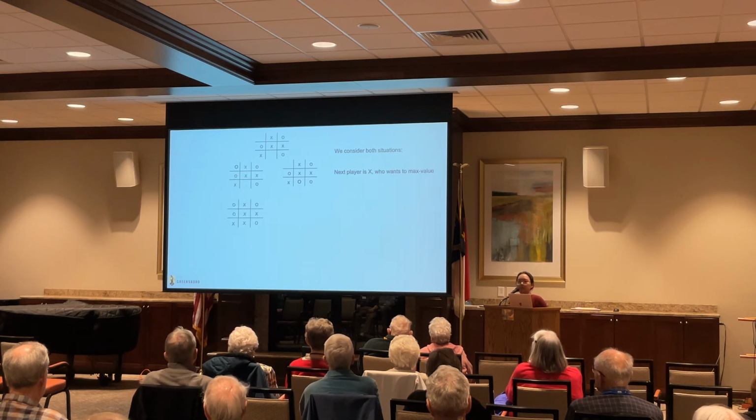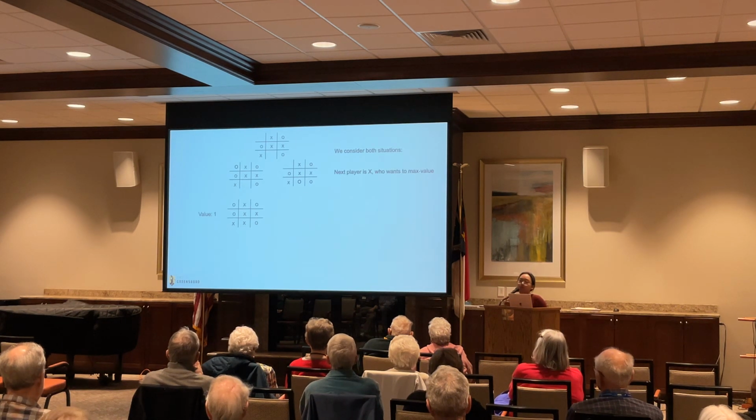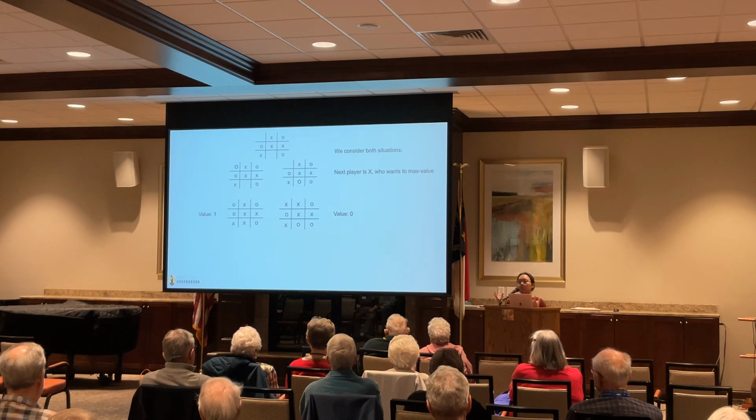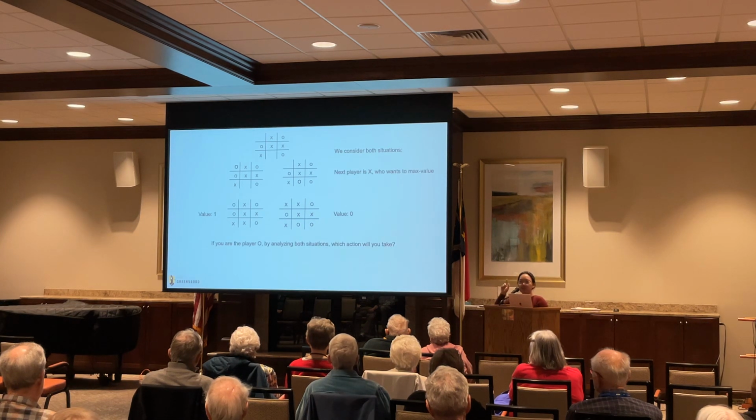If X fills in the bottom middle one, X wins, the value will be 1. If X fills in the top left one, the score will be 0. Now let's go back to the previous, to the first row. For now, we consider both situations. O wants to minimize the score. So compared with 1 and 0, you will prefer which one? 0, right?